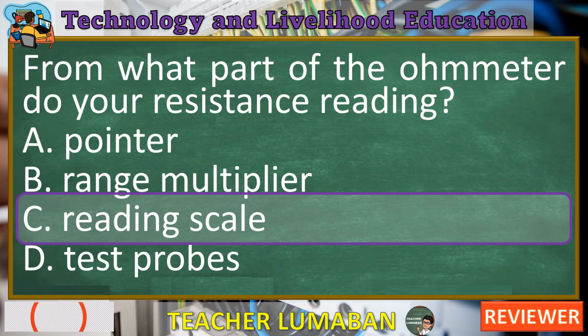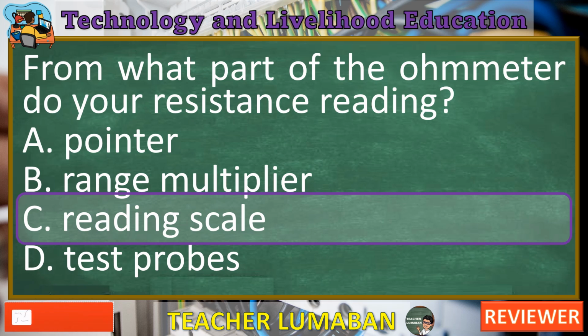Range multiplier, this adjusts the range of resistance being measured, allowing the ohmmeter to measure very high or very low resistance values. It does not show the actual resistance reading but changes the scale to the appropriate range. Reading scale, this is the marked scale on the face of the ohmmeter where the resistance value is read. The pointer moves across the scale to show the measurement.